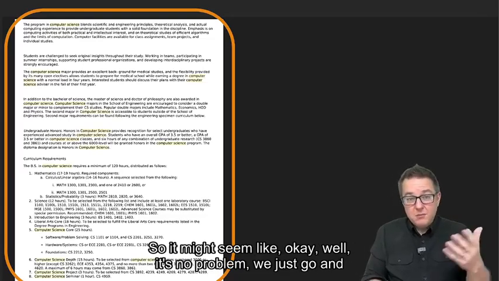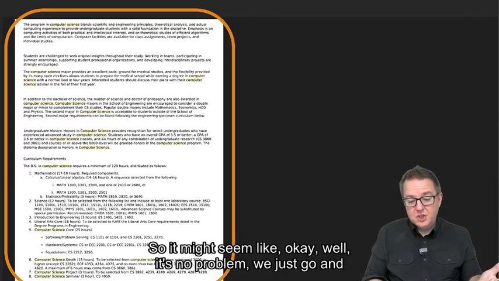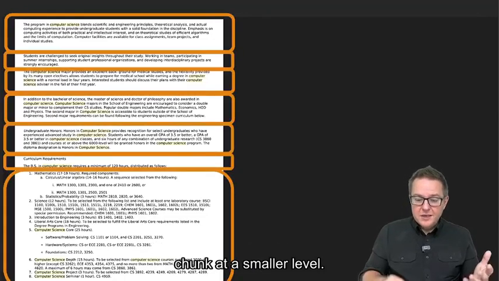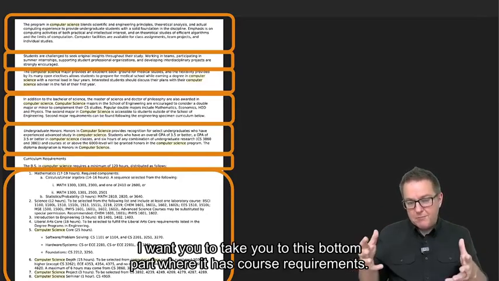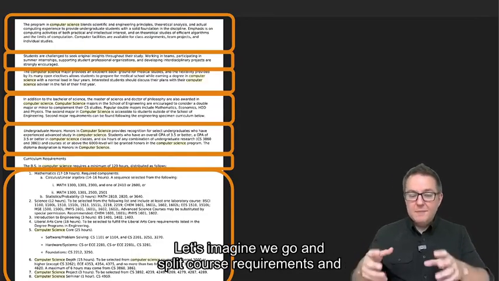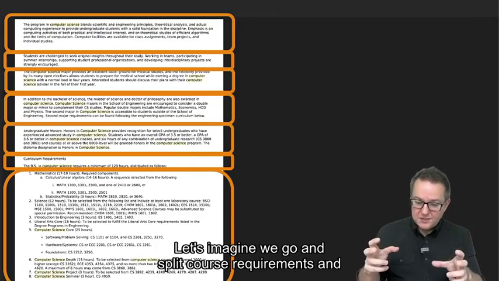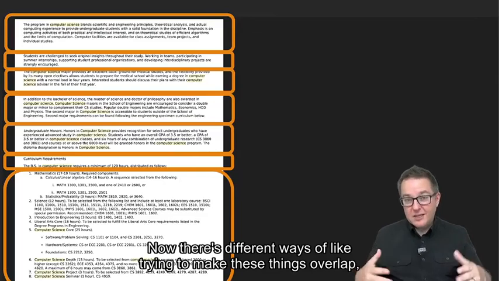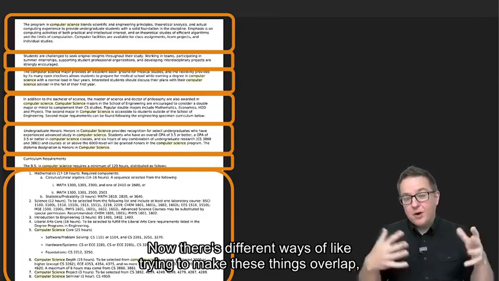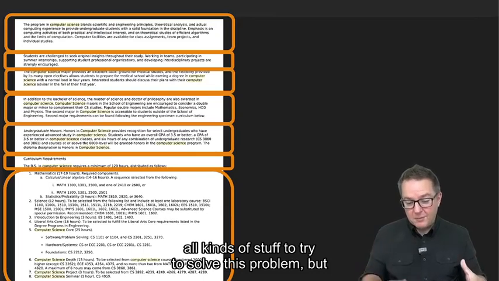So it might seem like, okay, well, it's no problem. We just go and chunk at a smaller level. Well, if we chunk at a smaller level, I want to take you to this bottom part where it has course requirements. Let's imagine we split course requirements, and we end up splitting that into 2 different chunks. Now, there's different ways of trying to make these things overlap, all kinds of stuff to try to solve this problem.